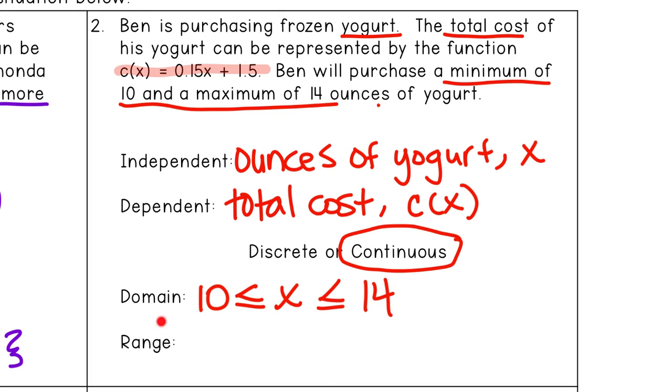Then for range, that goes with the total cost. So I need to know how much would it cost if I got 10 ounces. So we're going to use this equation up here. And I'm just going to write this on the side. What would happen if I plugged in 10 where that X is at?